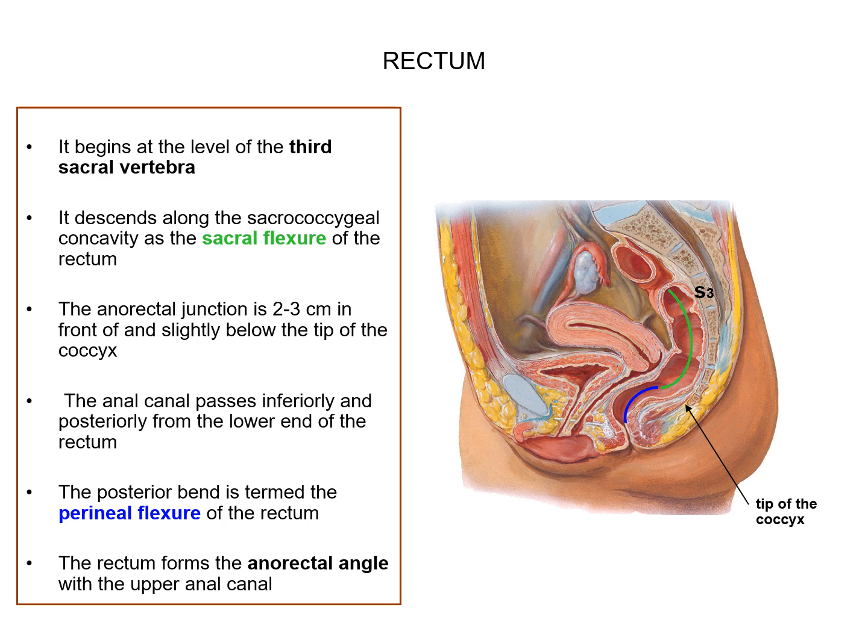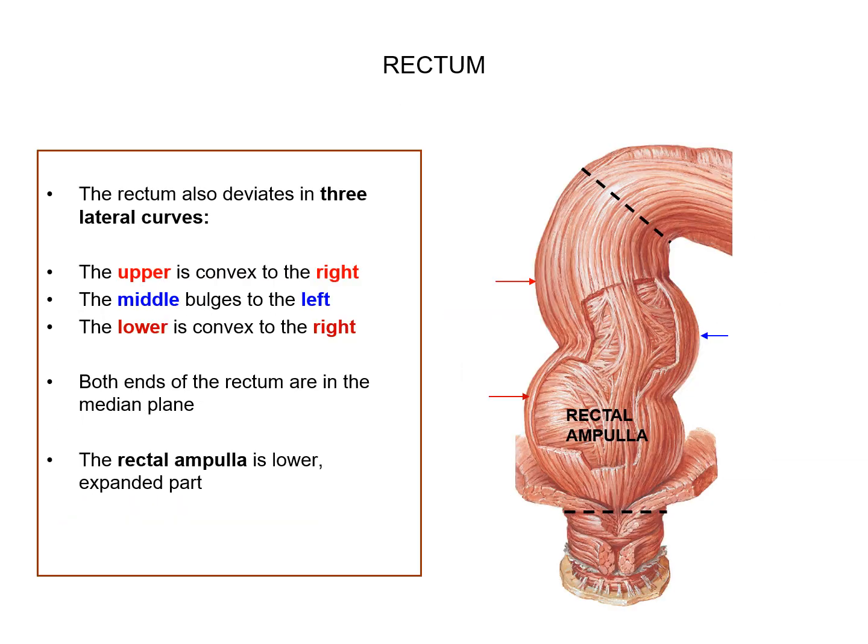The posterior bend is termed the perineal flexure of the rectum. The rectum forms the anal rectal angle with the upper anal canal. The rectum deviates in 3 lateral curves. The upper is convex to the right, the middle is convex to the left, and the lower is convex to the right. Both ends of the rectum are in the median plane.